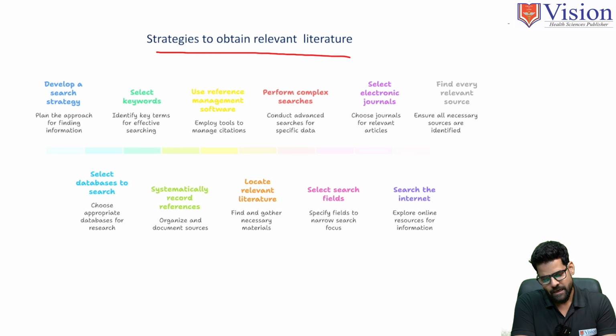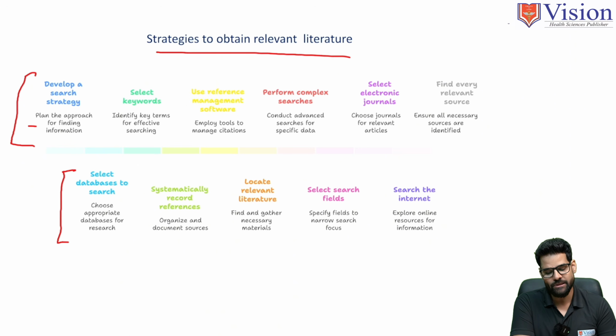The first point is to develop a search strategy, plan the approach for finding the information, which I have already told you. Then select the database to search. So choose the appropriate database. I already told you what exactly it is and how to do that. Then select the keywords. Keywords are the major variables. So identify the key terms for effective searching.